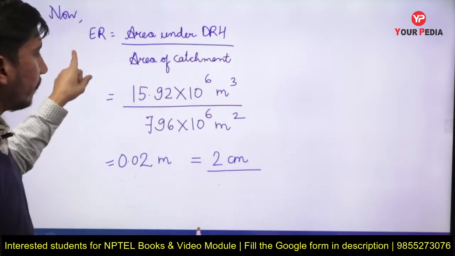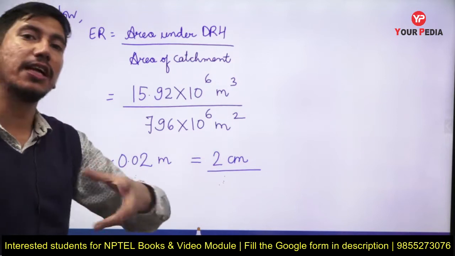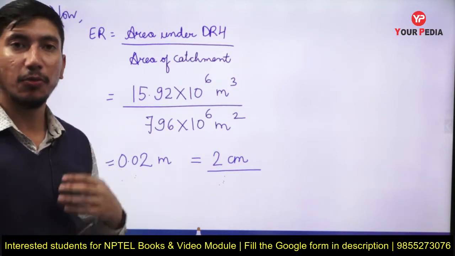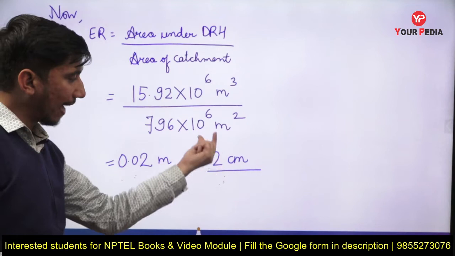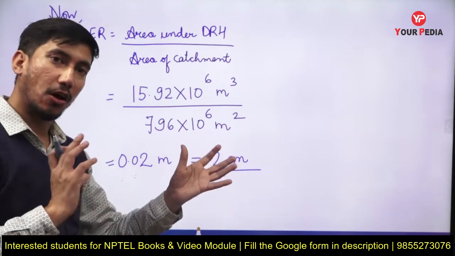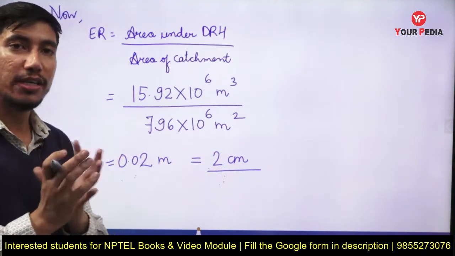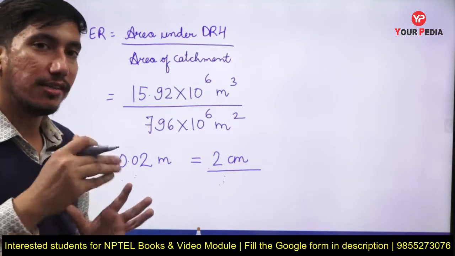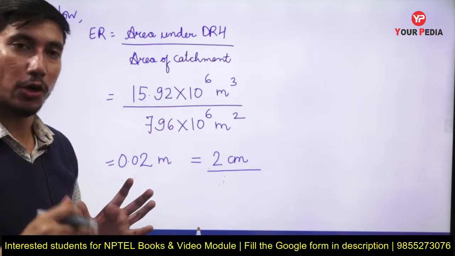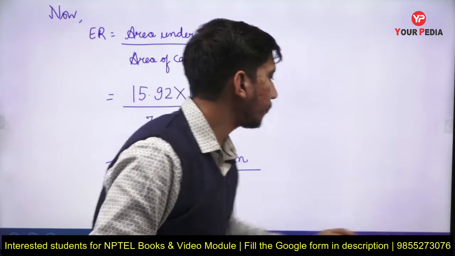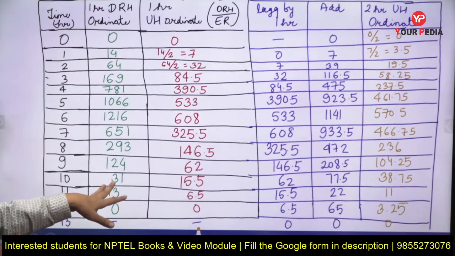So effective rainfall is always reported in terms of centimeters only, so we can only use the magnitude and equate the units. So we are now only concerned with the magnitude of the effective rainfall, not the units of the effective rainfall. Then we prepare this particular graph.